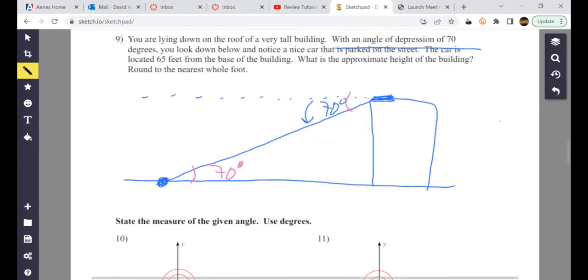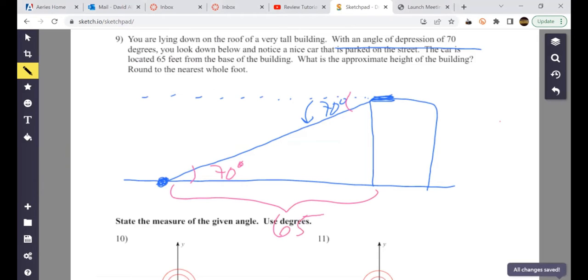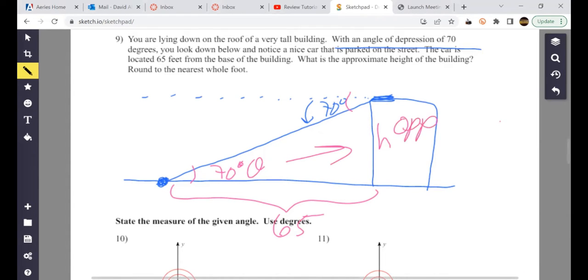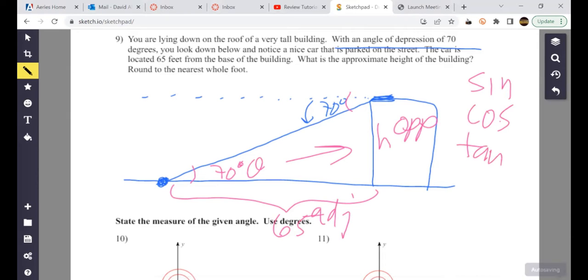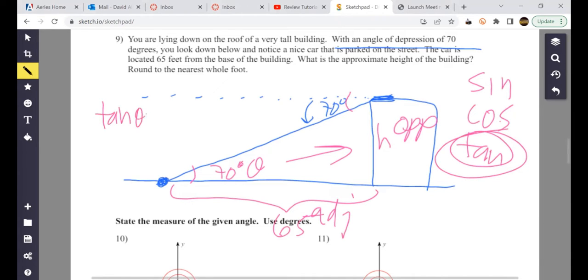The car is located 65 feet from the base of the building. So this is 65 there. And the goal is to find the height of the building. So let's just call that H for height. So here we have an angle, that's our angle theta. And this is our opposite, and this is our adjacent. Between sine and cosine and tangent, which one operates with opposite and adjacent? That'd be tangent. So we need the tangent of theta equals opposite over adjacent.